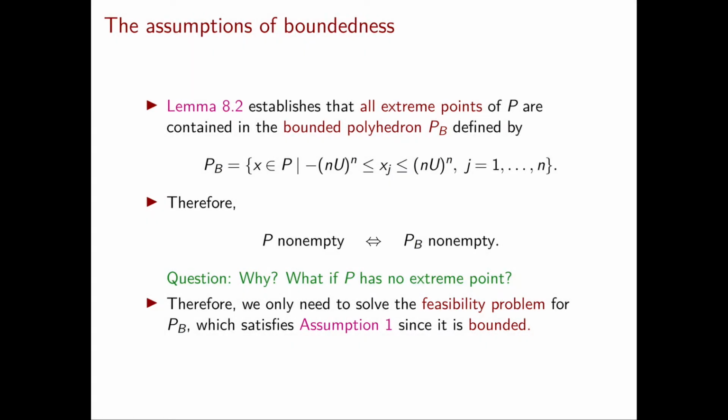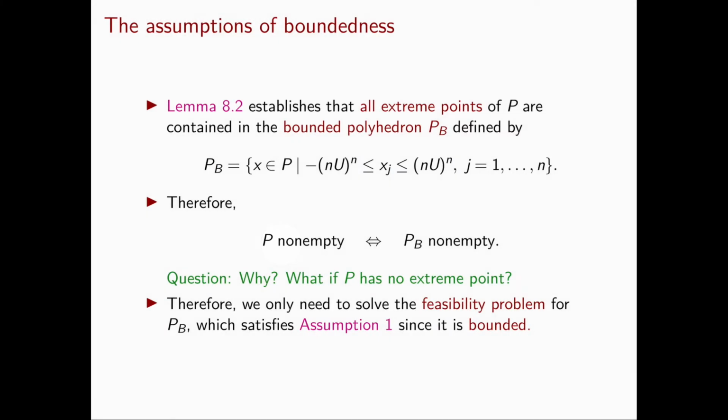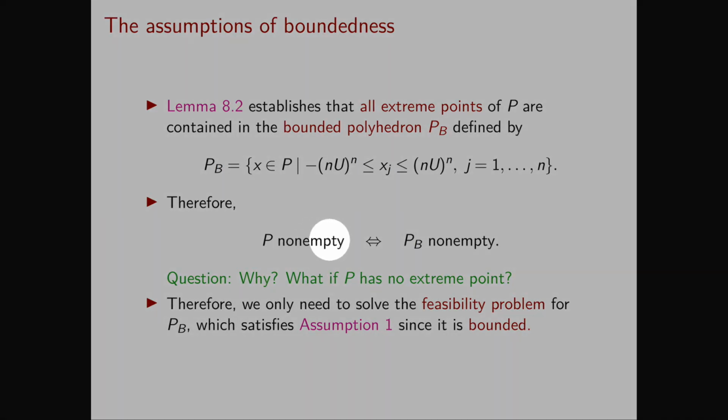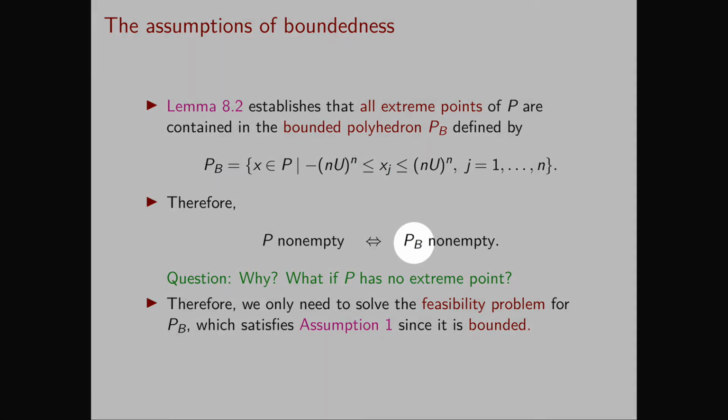One direction is obvious. PB is a subset of P. Therefore, if PB is non-empty, then P is non-empty as well. Now the other implication, from left to right, is essentially proven by the argument that I just gave. Essentially, if P is non-empty, then look at one of its extreme points. From lemma 8.2, such an extreme point is also in PB, and so PB is non-empty.